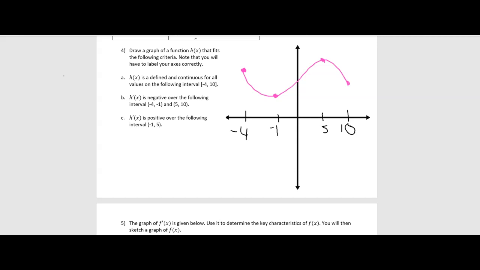So your graph could look something like this. Let me just label those. So we should have a relative max here and a relative min here.